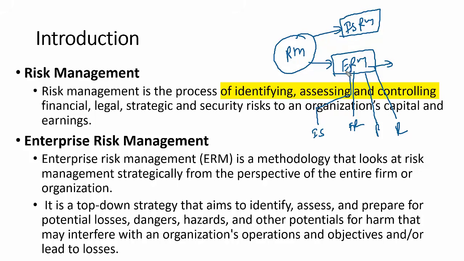So the thin line difference between ERM and ISRM is that ISRM is basically focused on the impact which maps to CIA. It means if data gets hacked from the server, what is the impact?